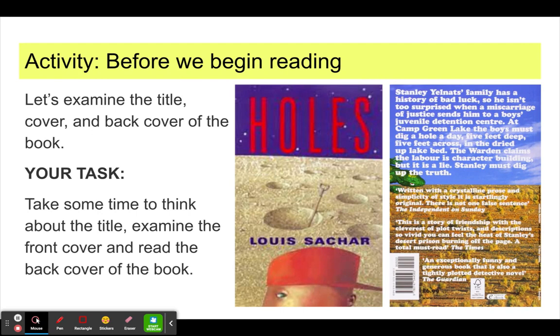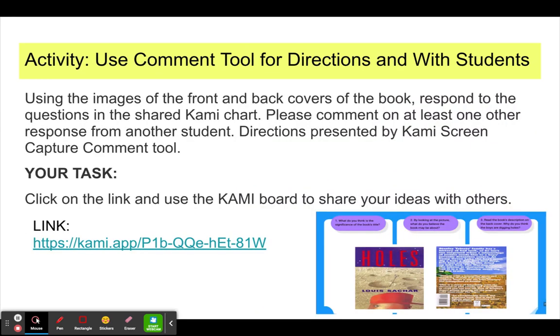So, for this next activity, take some time to look at the front cover, read the back cover here. Think about what the title might mean, think about the artwork that's being used, what it kind of implies, and go ahead and read that back cover description of the novel as well. And then when you're ready, we'll continue on. You should see a pop-up window that comes up that gives you the ability to click on the link to take you to our next activity on Cami.